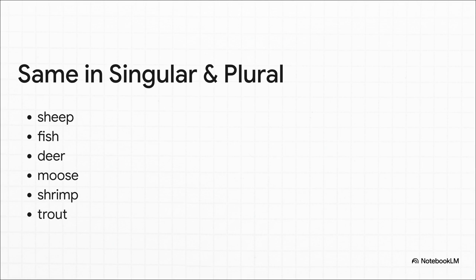One sheep, a whole flock of sheep. One fish, a school of fish. For these words, the singular and the plural are exactly the same. So context is king. It's the only way you know if we're talking about one deer or 20 of them.